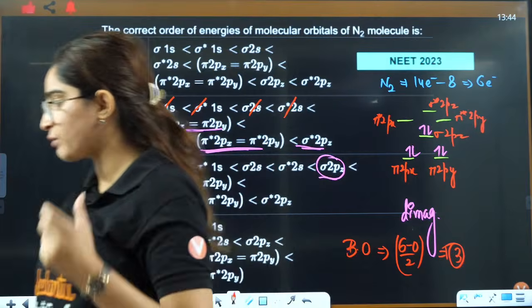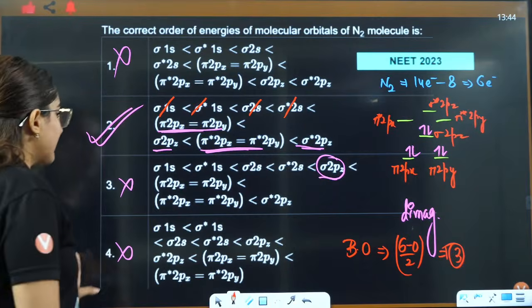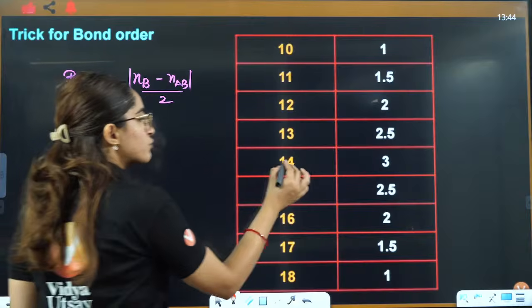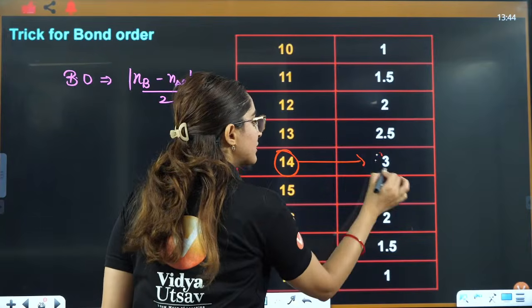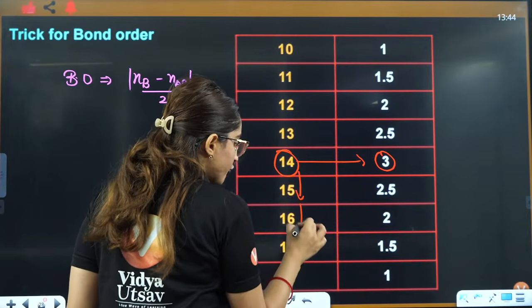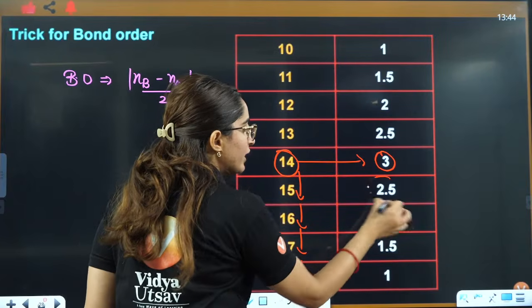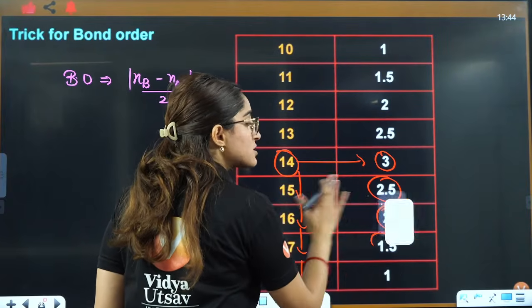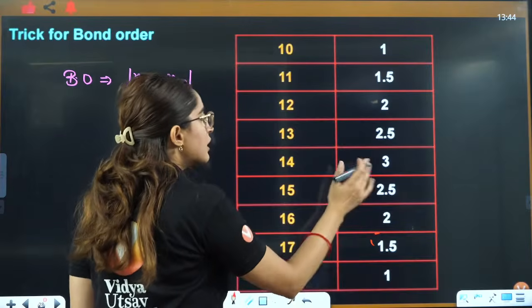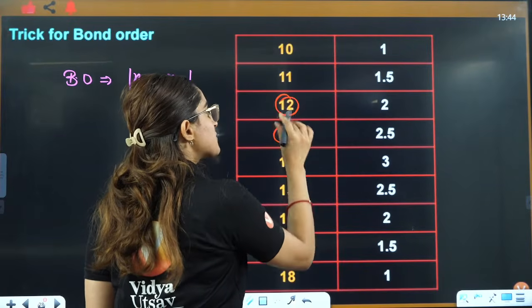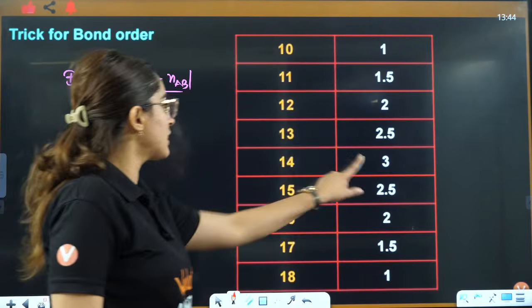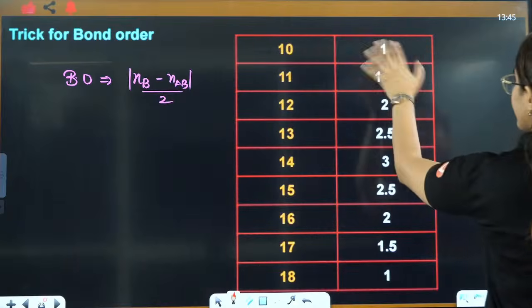This you have to calculate, but directly the trick is, if the number of electrons is 14, it is going to be 3. For more than 14, just subtract 0.5. For less than 14 as well, subtract 0.5. Like this is 3, this is 2.5, 2, 1.5, 1.